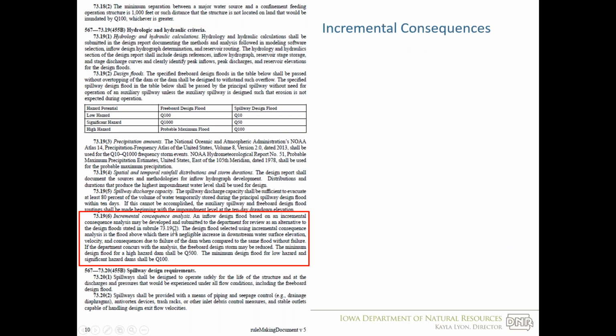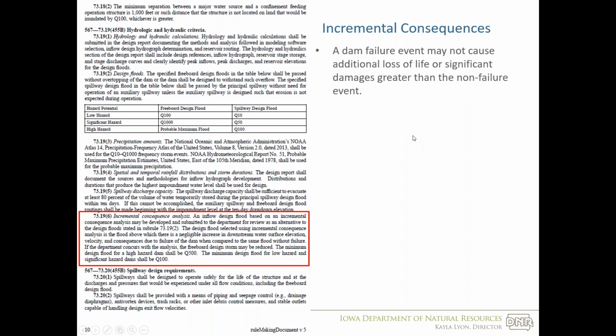We have added a section for incremental consequence analysis. So sometimes there's a dam failure event that may not cause additional loss of life or significant damages when you compare it to the non-failure event. So this would allow you to reduce that storm potentially for a high hazard dam to the 500-year storm, or to the lowest of a 500-year storm. You'd have to find the event less than the PMF that a dam failure results in incremental damages above the non-failure event.